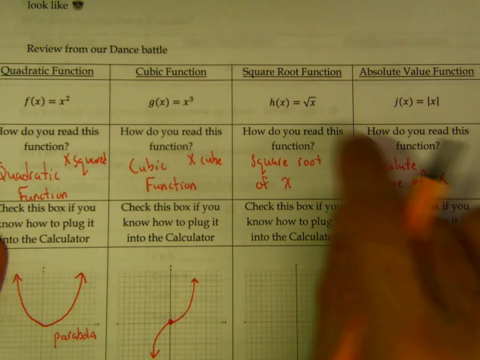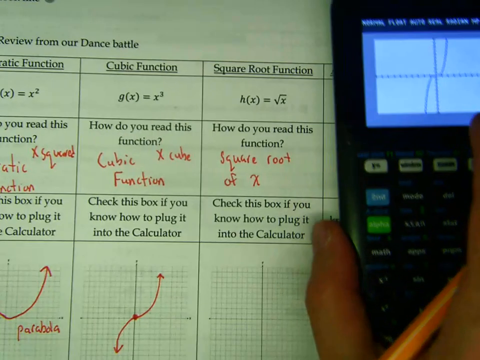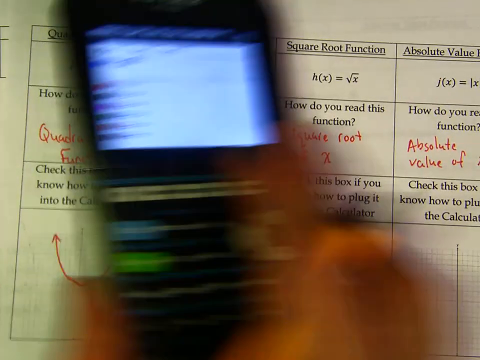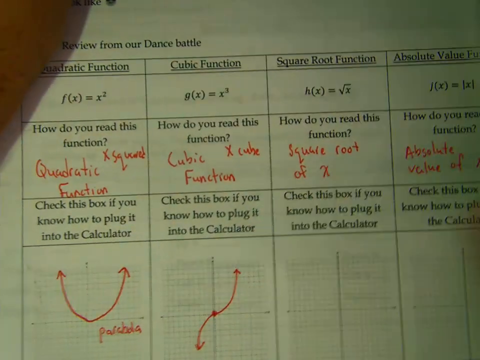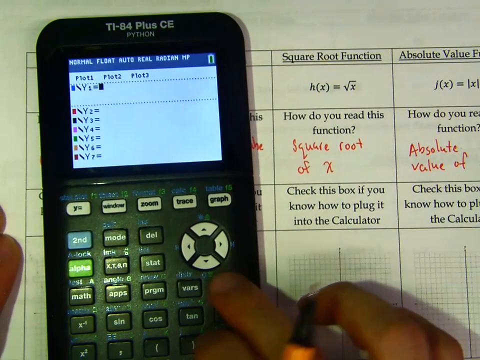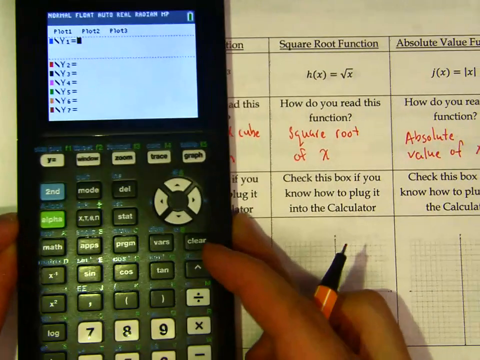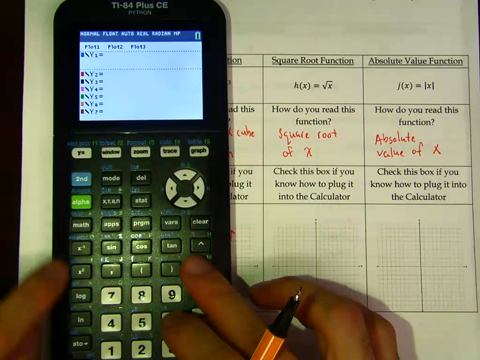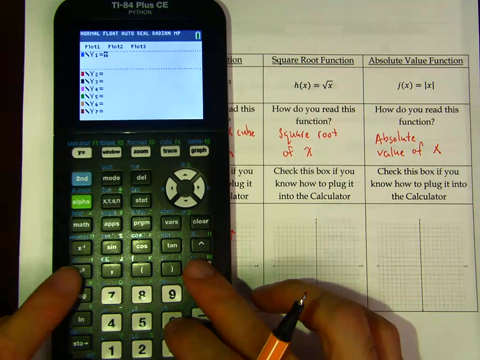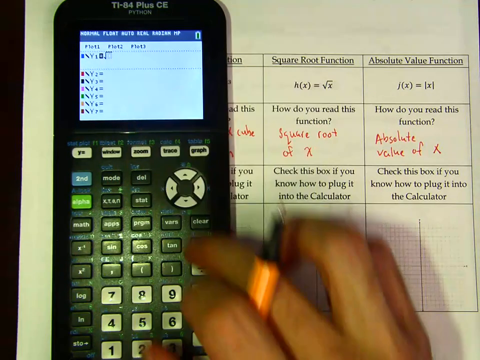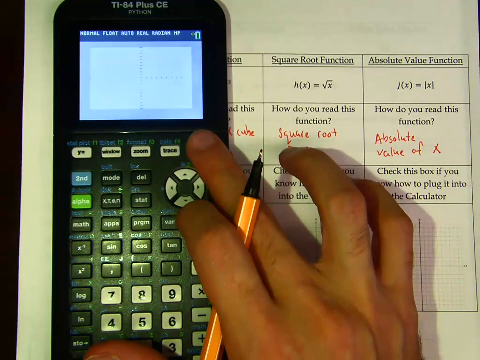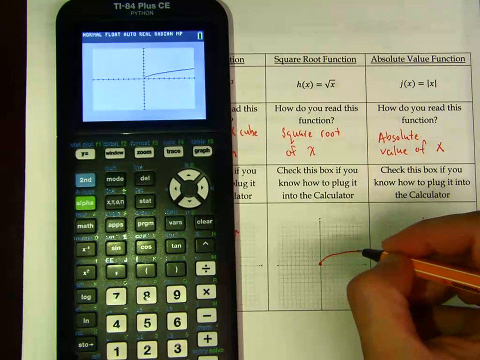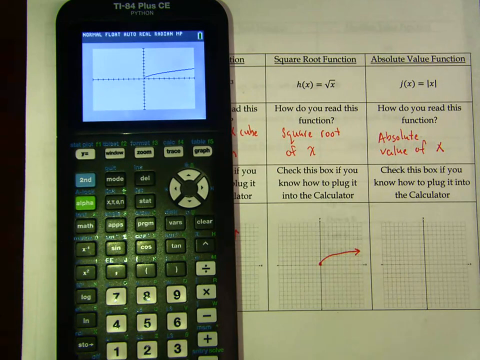All right. Square root of x. How do I plug it in? I go to y equals. Let's put the calculator over here. Let me zoom out a little bit. I hit second x squared, so that gives me the square root. I plug in x. I hit graph. And then voila, this is my graph of square root x.